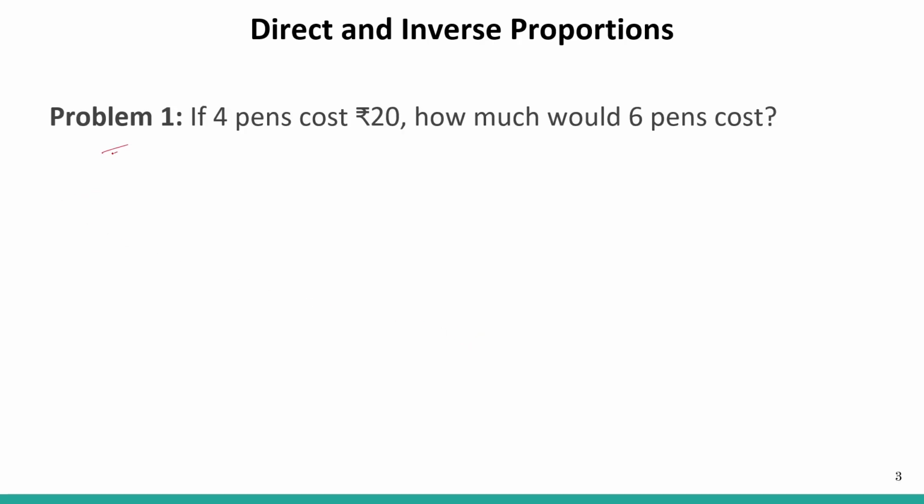Problem 1. If 4 pens cost 20 rupees, then how much would 6 pens cost? So you have 4 pens, and they cost you 20 rupees. Then how much will it cost for 1 pen? For 1 pen, it will cost you 20 by 4, that is equal to 5 rupees.